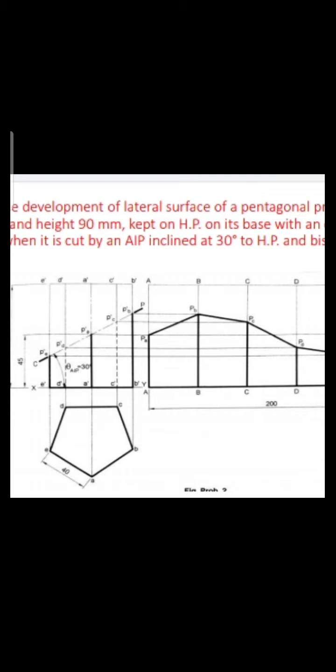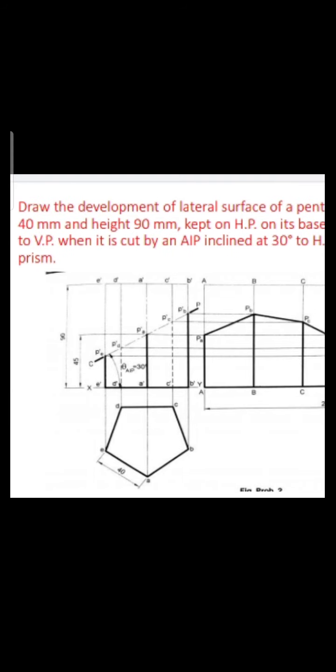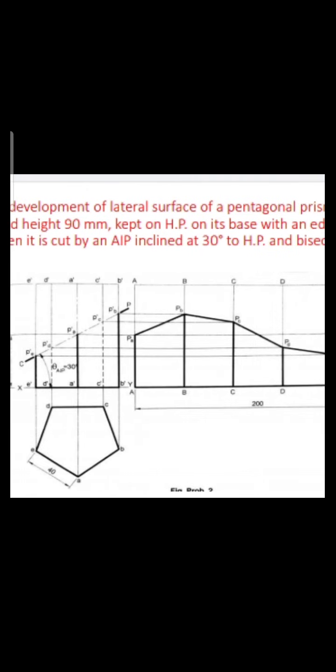That's the development of solids here. In the top, it will be a pentagon of given dimension. Front view will be a rectangle of given dimensions. Here it is given that base size is 40 mm and axis side is 90 mm. So draw the top view of the object, draw the front view of that particular solid.